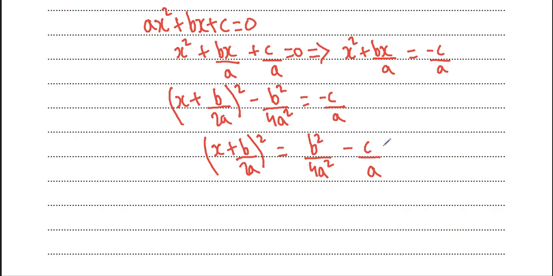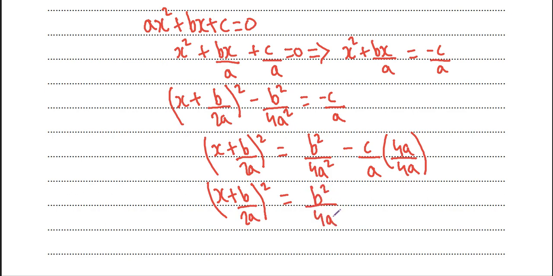So let's multiply c over a by 4a over 4a. So you're just multiplying by 1, you're not really changing anything. Well, then you get x plus b over 2a all squared is equal to b squared over 4a squared minus 4ac all over 4a squared.